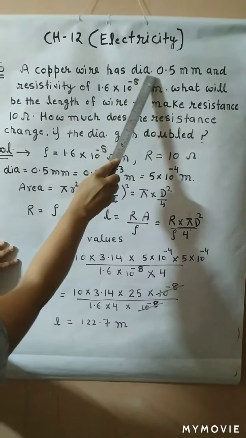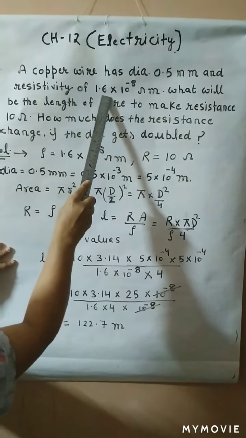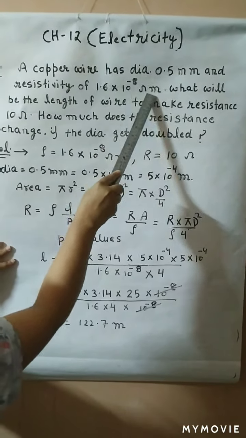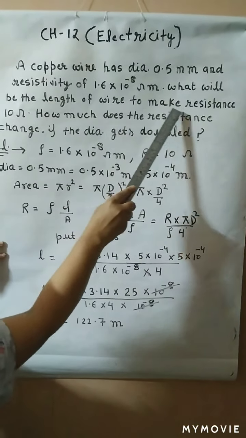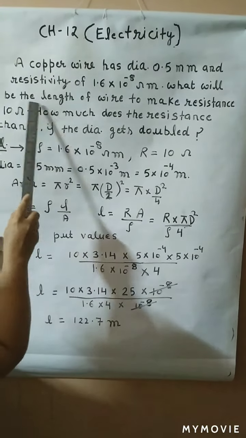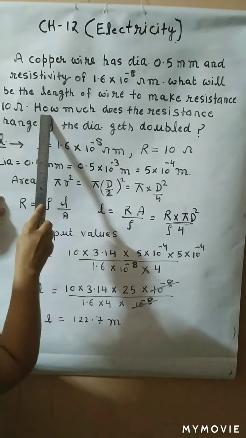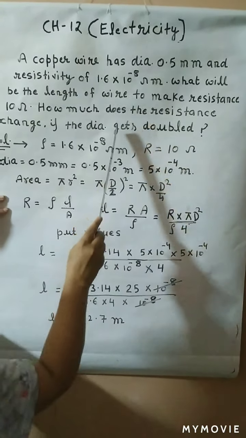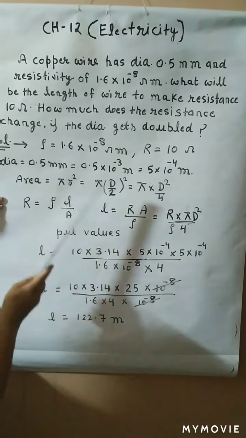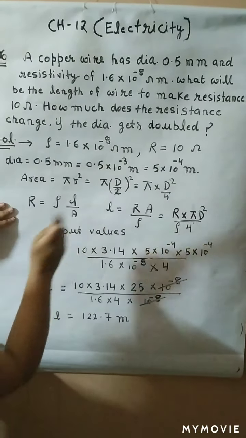A copper wire has a diameter 0.5 millimeter and resistivity 1.6 × 10 to the power minus 8 ohm meter. Resistivity of material is given. What will be the length of the wire to make resistance 10 ohm? Means he is asking the length of the wire whose resistance is 10 ohm. How much does the resistance change if the diameter gets doubled? So there are two questions. First we will find out the length, and after that we will find out the change in resistance.